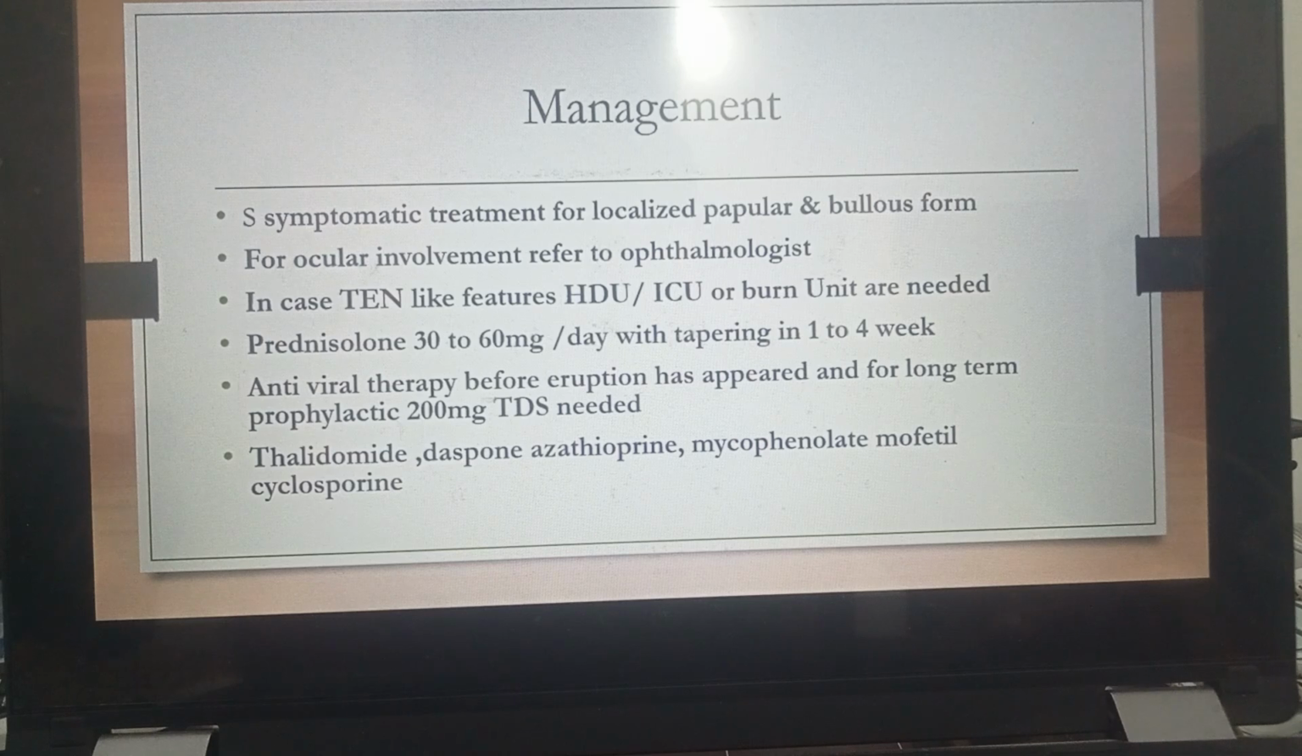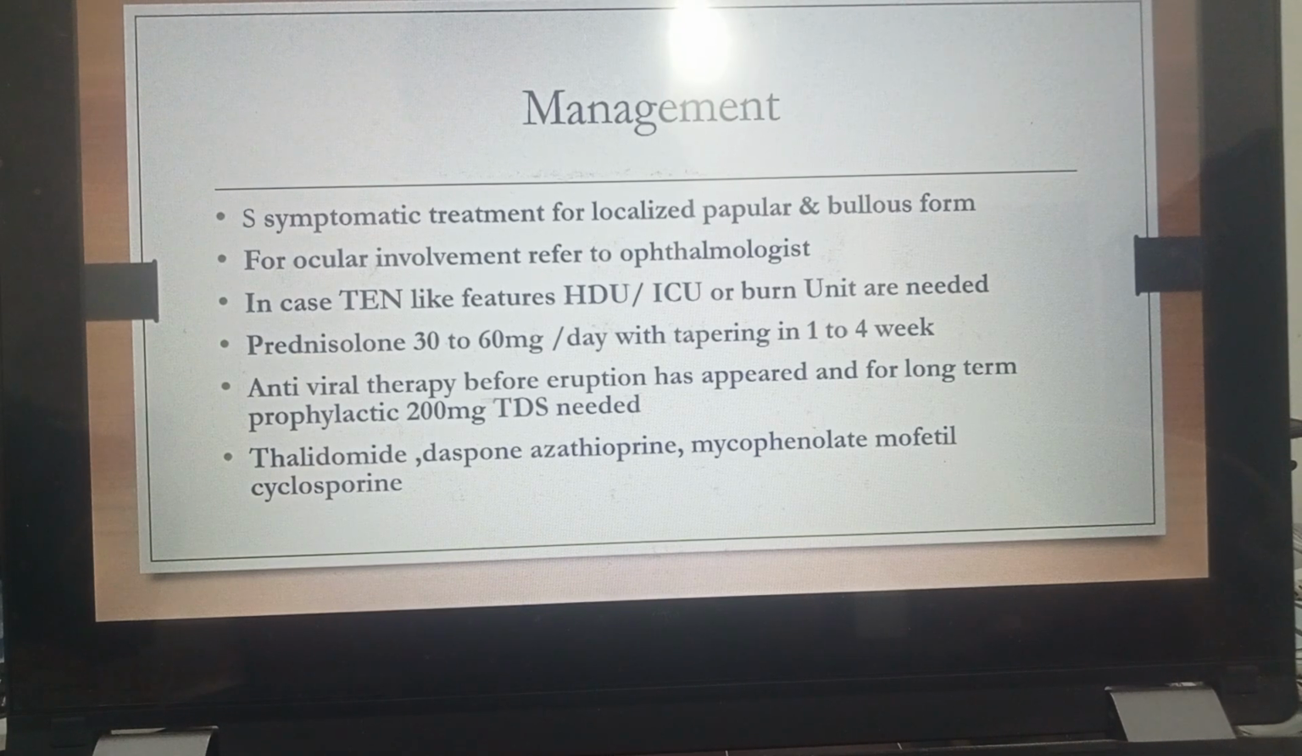Thalidomide, dapsone, azathioprine, mycophenolate mofetil, and cyclosporin are the drugs which are used in erythema multiforme-like lesions.